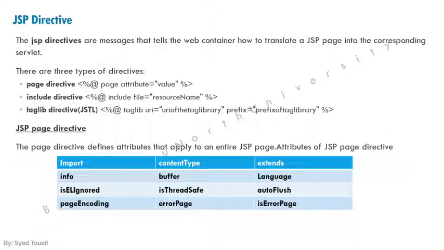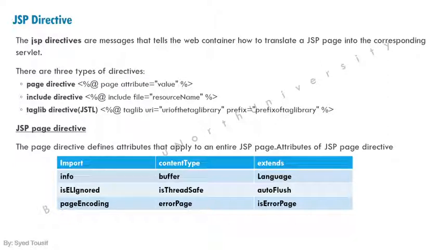It means that whenever a JSP page is translated, the directive may change the output file. JSP directive messages just tell the web container how to translate a JSP page into a corresponding servlet. There are usually three types of JSP directives: the page directive, the include directive, and the taglib directive. So one by one we'll check out the use of the page directive.